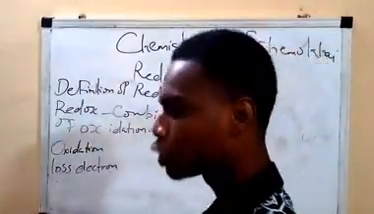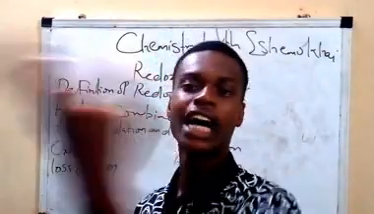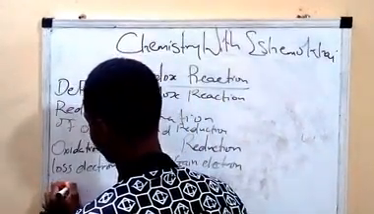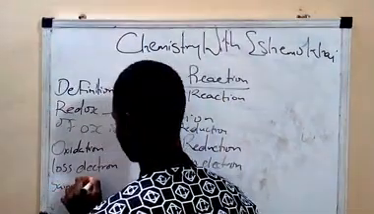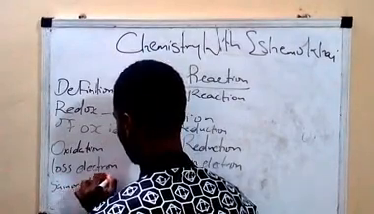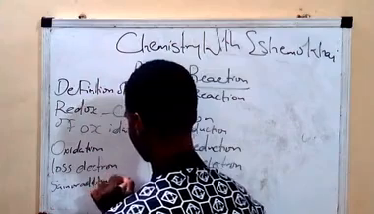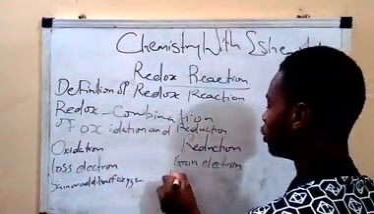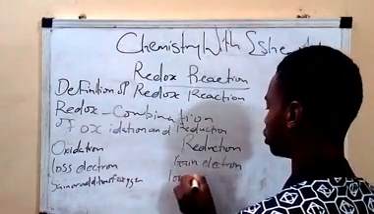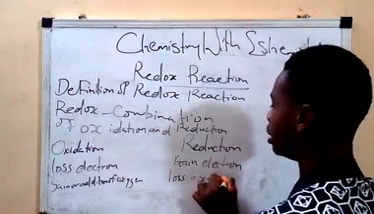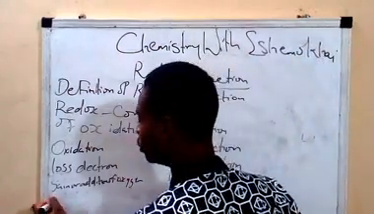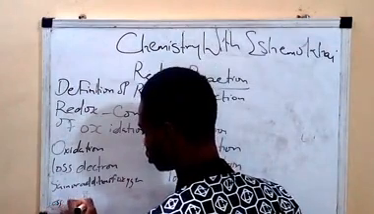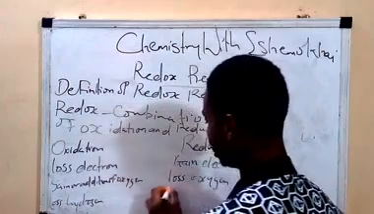So oxidation, now, is the gain or addition of what? Oxygen. So reduction loses what? Oxygen. I hope you are following me. Another one: oxidation loses what? Hydrogen. And reduction gains hydrogen.